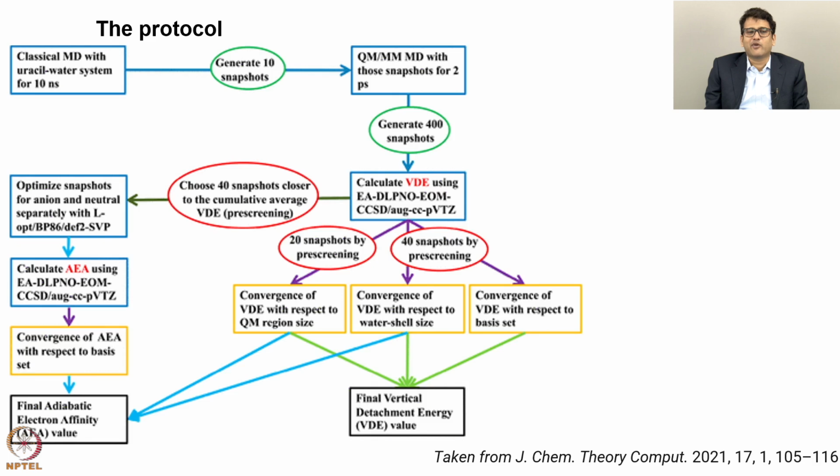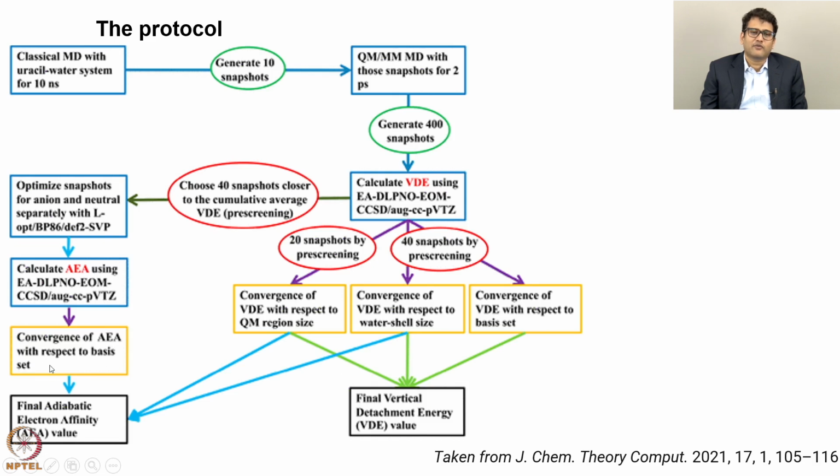Calculate the vertical detachment energy, and from that vertical detachment energy you do some pre-screening. Then from that pre-screened snapshot you optimize the neutral and anion. And remember, we have shown this method, LOPT, because if you have to optimize such a big number of molecules, you cannot do it with a normal optimization scheme. So you optimize them and then you do the single point calculation using EOM-CCSD.